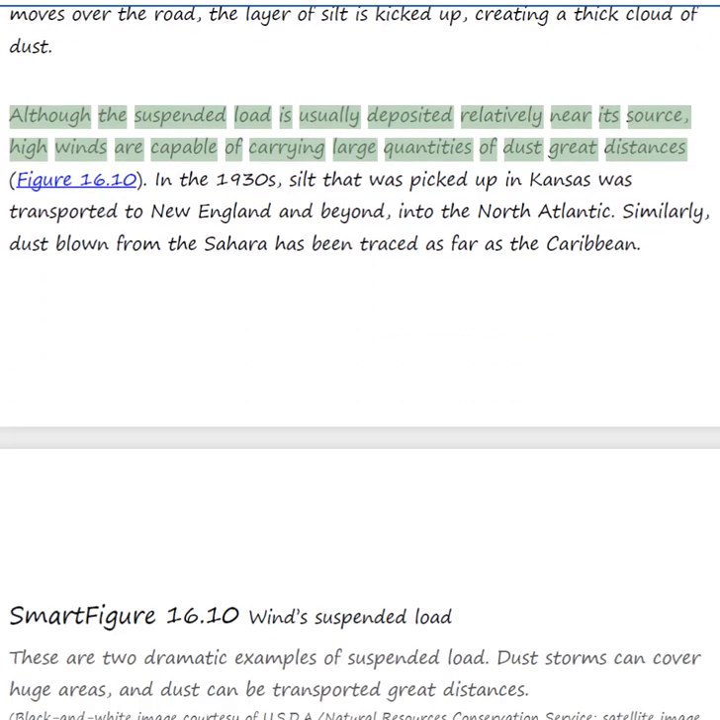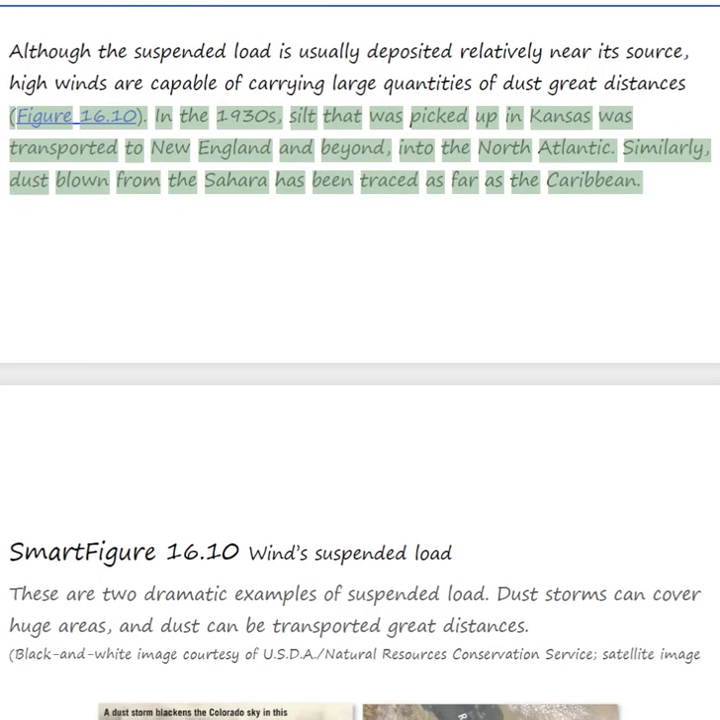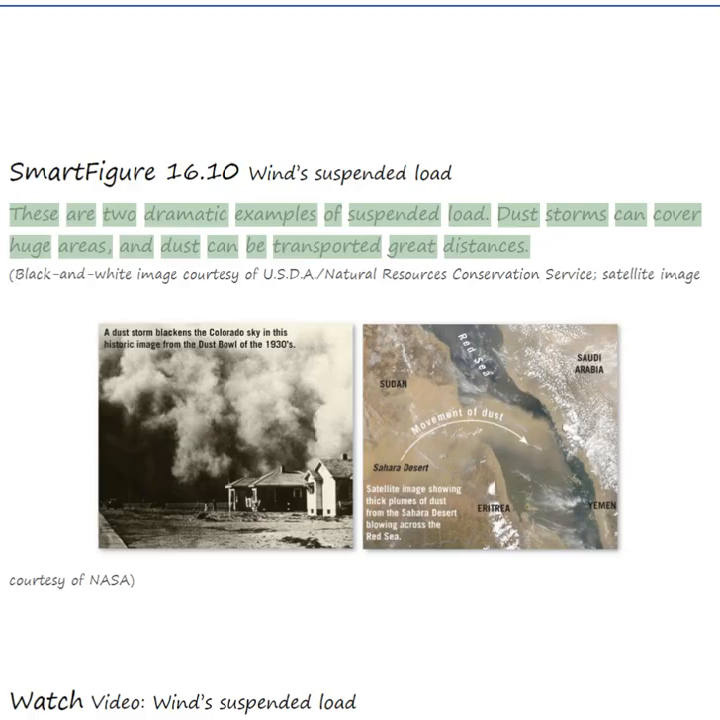Although the suspended load is usually deposited relatively near its source, high winds are capable of carrying large quantities of dust great distances. In the 1930s, silt that was picked up in Kansas was transported to New England and beyond, into the North Atlantic. Similarly, dust blown from the Sahara has been traced as far as the Caribbean. These are two dramatic examples of suspended load.